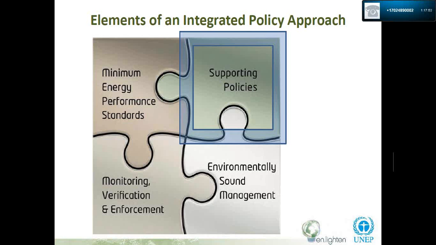As we mentioned, financing is the supporting policy. Another type of supporting policy that we'll talk about later is communication policies. Next slide.